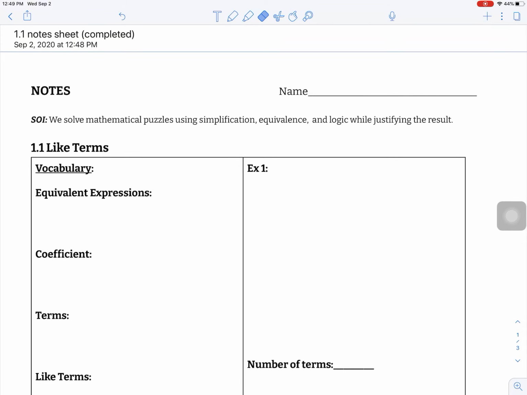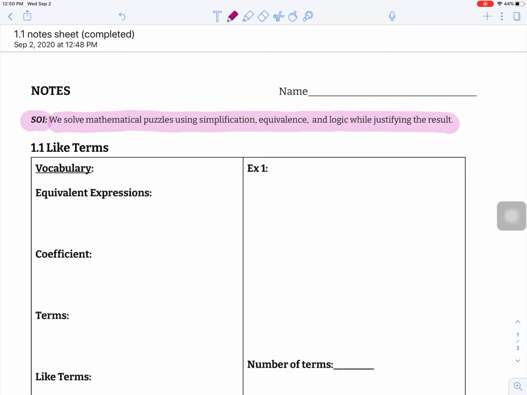We're going to start our very first notes for Unit 1, which is Say It With Symbols. I want to start by just reading the statement of inquiry because that drives our whole unit, and really that's going to lay the foundation of why we're starting with some of the stuff we're starting. Our statement of inquiry for this Unit 1 is, we solve mathematical puzzles using simplification, equivalence, and logic while justifying the result.